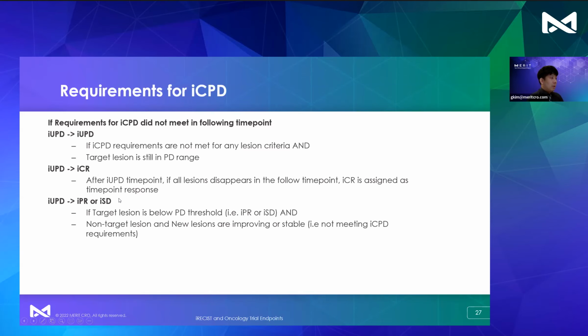Also, there are cases where the patient might resolve up to the partial response or the stable disease area, where the target lesion is below the PD threshold, so basically in the range of the partial response or the stable disease range from the iUPD. And also the non-target lesions and new lesions are improving or stable. This would also mean that it's not causing any iCPD, so the next time point would not be iCPD.